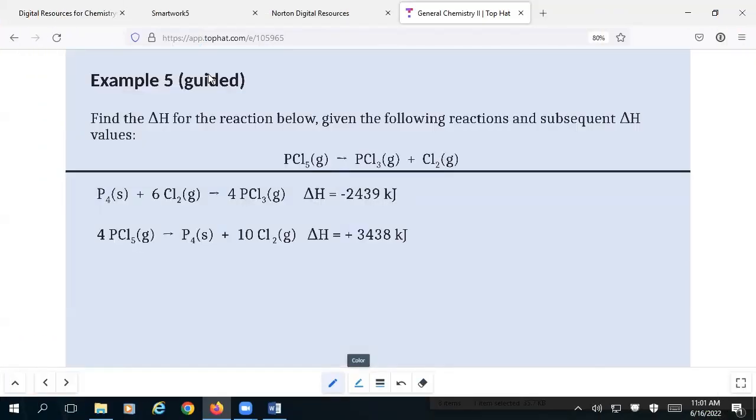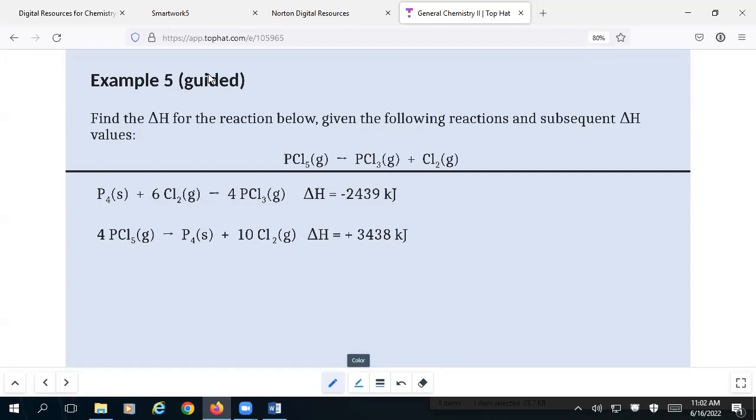So let's do this example here together. Find the enthalpy change for the reaction below, given the following reactions and their delta H values. Now, the approach I take to this is I'm looking to play a game of matching almost. I want to find the correct substances and make sure that they match up, that they line up to the correct side of the equation.